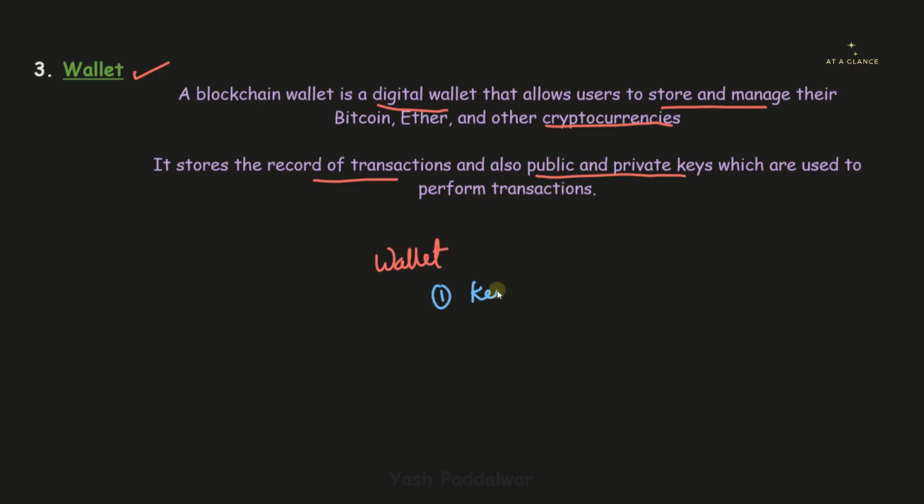First, a wallet stores keys, public key and private key. These keys are actually required when any transaction takes place. While any transaction is taking place, the sender as well as the receiver must have some sort of public or private keys for the transaction to take place among them. So the wallet stores these keys as well as the record of transactions that occur. That means it also stores what all transactions have taken place with this particular wallet, which belongs to some node.